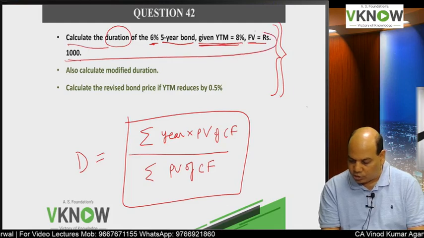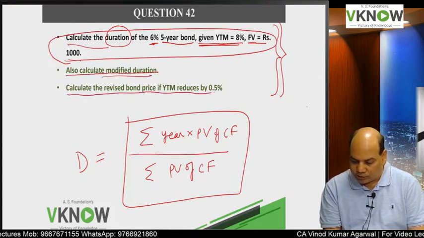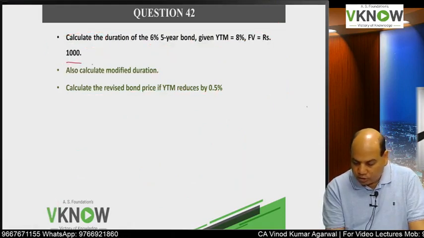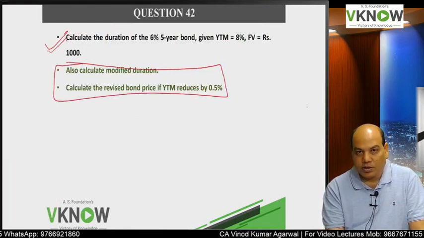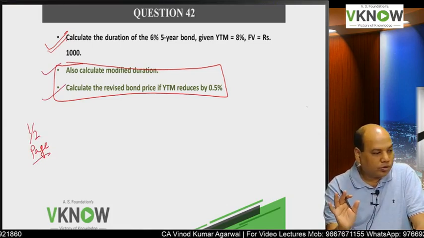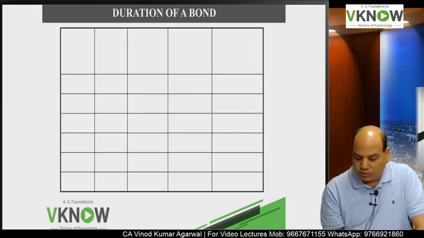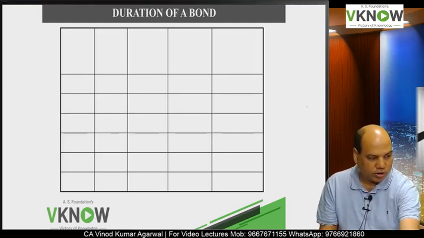So right now I am going to do this calculation. Later on we are going to also calculate modified duration and also calculate the revised bond price if the YTM reduces by 0.5%. These two parts we will discuss later. First we will solve this part, and after solving this answer you will keep half page blank for these two parts. Okay, these two parts we will solve a little later because we need to learn more concept. So first we are going to only see how to calculate the duration.